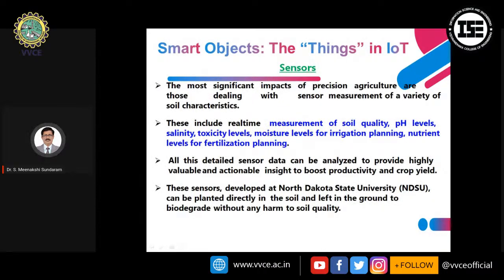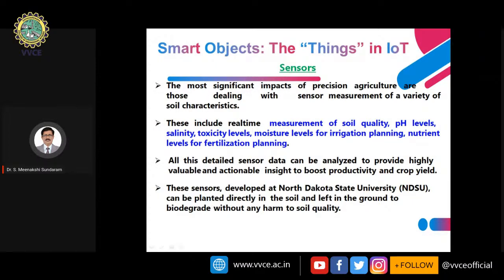And more significant impacts of sensors in precision agriculture are in dealing with a variety of soil characteristics, wherein we are able to understand the quality of the soil, the pH levels, the salinity, the toxic levels, and moisture levels for irrigation. We can plan for the irrigation, then nutrient levels for fertilization. And we are able to make quick planning based on the data collected with these sensors.